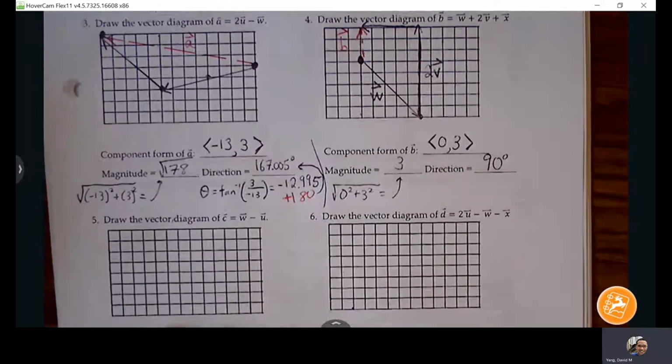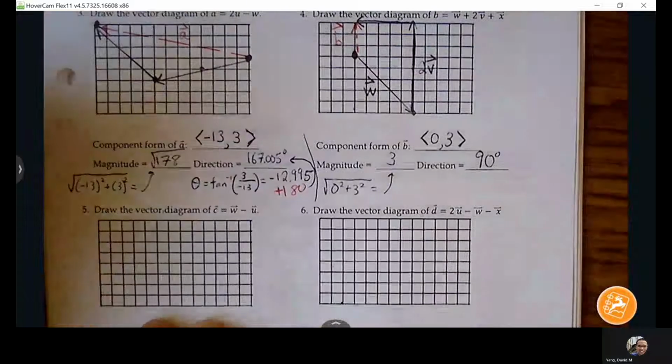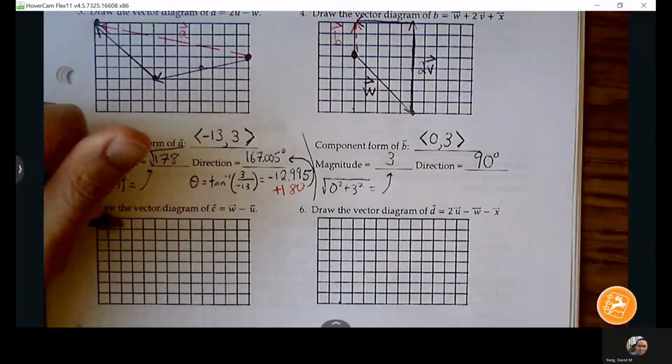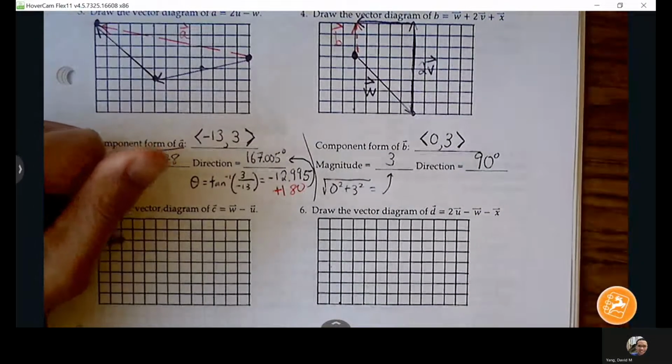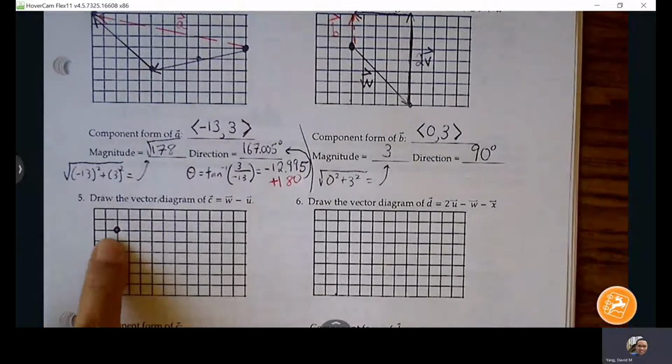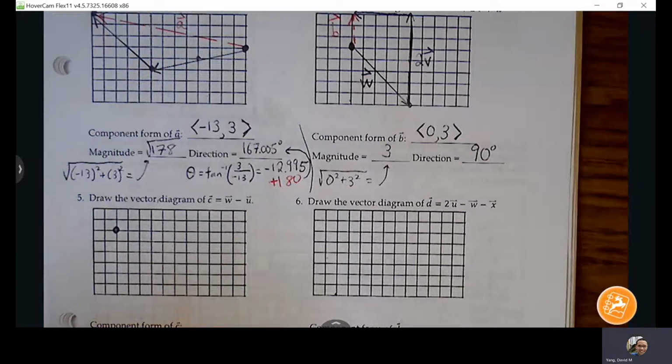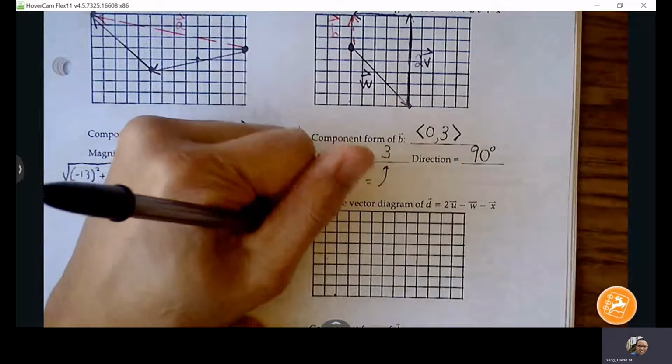Let me give you a starting point for 5 and 6. Okay, start here for 5. And number 6, maybe start here.